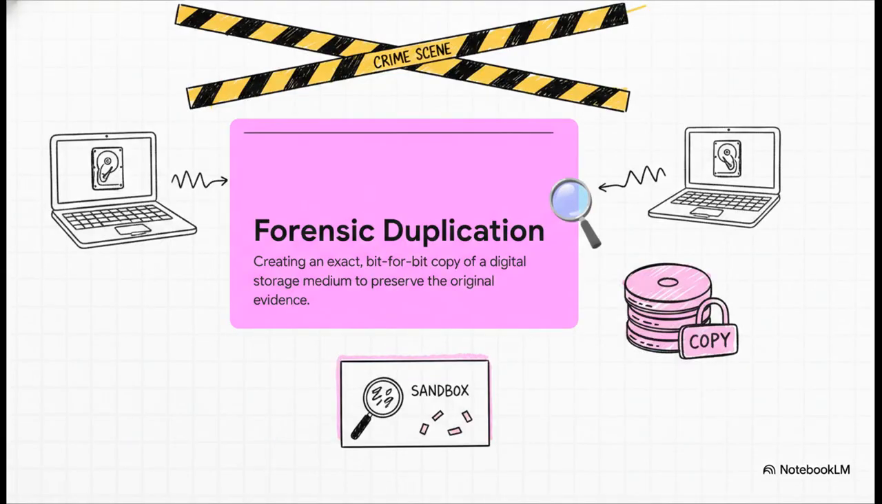Well, the first rule of digital forensics is pretty much the same as for a real-world crime scene. Do no harm. You can't just go poking around on the live system, right? That's like trampling all over the evidence. So the absolute first, non-negotiable step is to make a perfect, bit-for-bit copy of the entire disk. It's called a forensic duplicate, and that copy becomes your sandbox, letting you investigate without ever touching the original evidence.